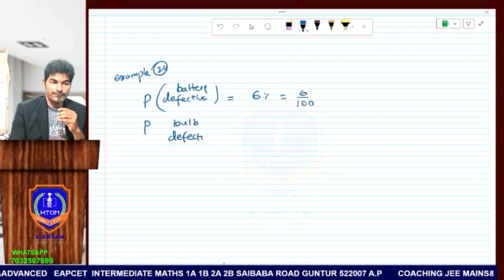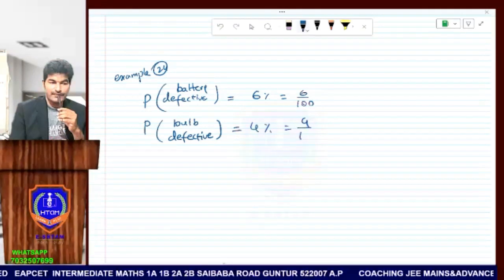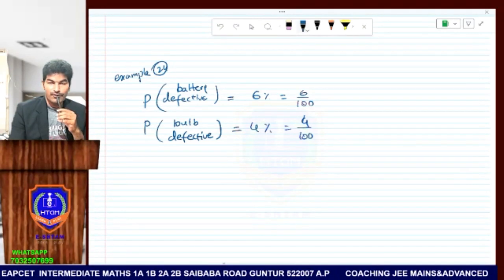And probability of bulb defective. Bulb defective. How much is it? 4%. 4% means how much? 4 out of 100.